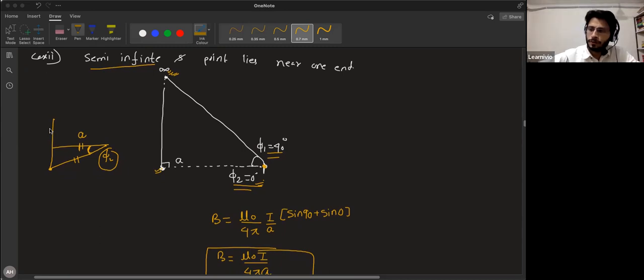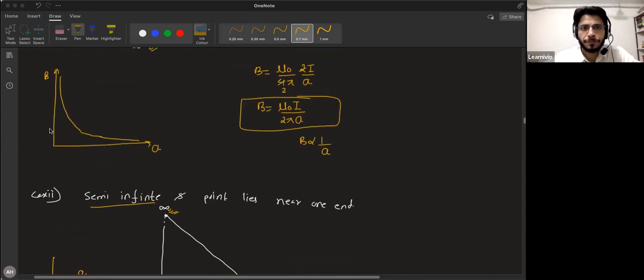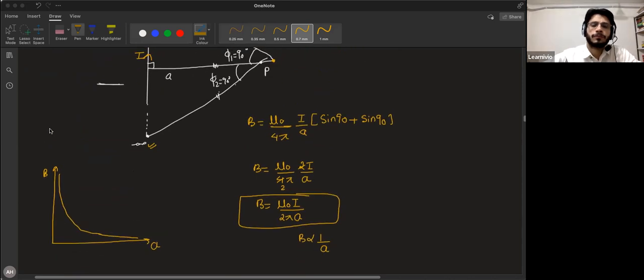So, here, scroll up a little bit. The next case, we are using two conditions. One is the wire is semi-infinite. Another, the point lies near one of the ends.